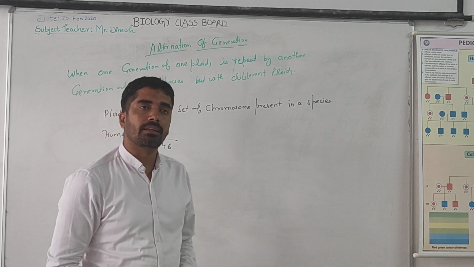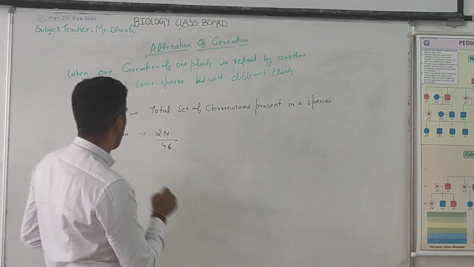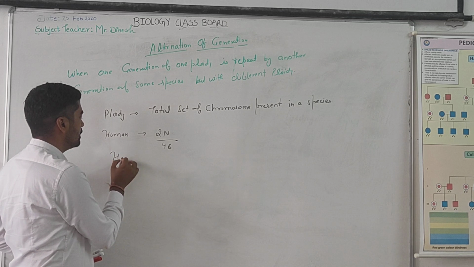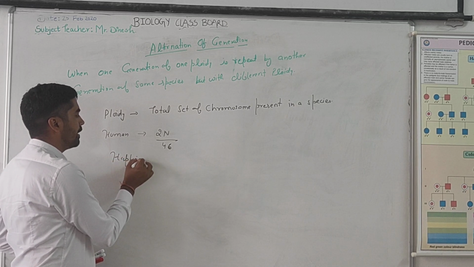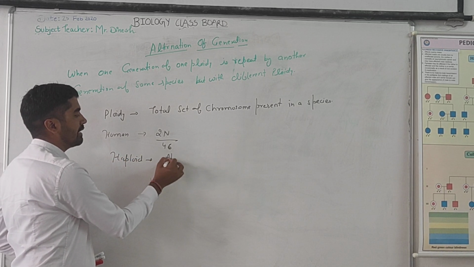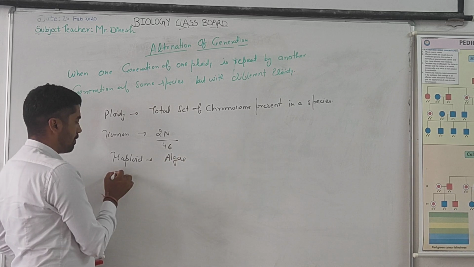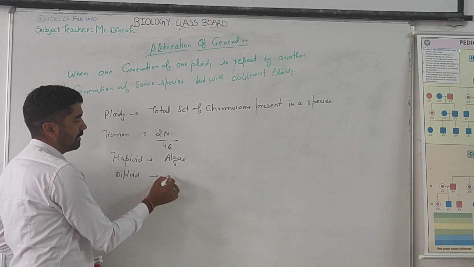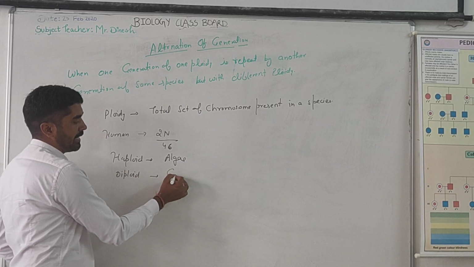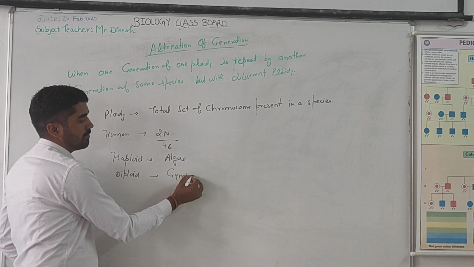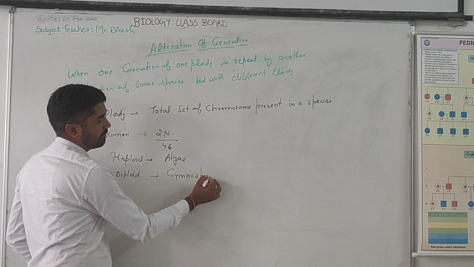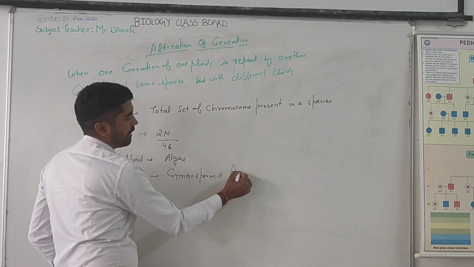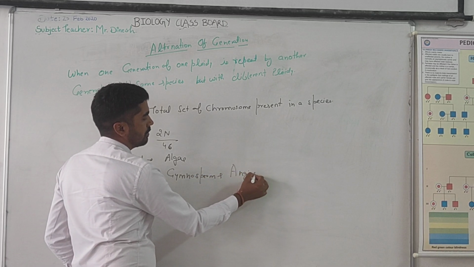In a similar pattern, plants can be haploid. In haploid we have the example of algae. Plants can be diploid. Examples are gymnosperm and angiosperm.